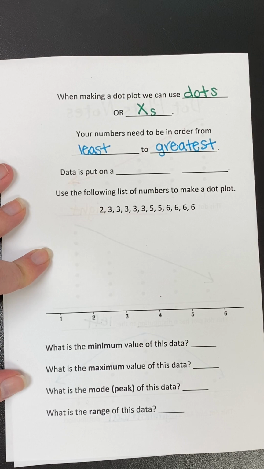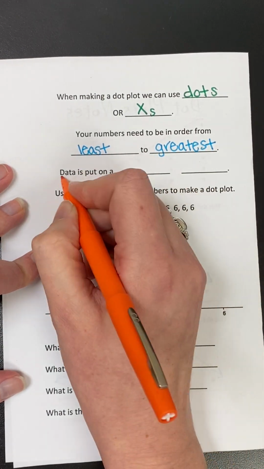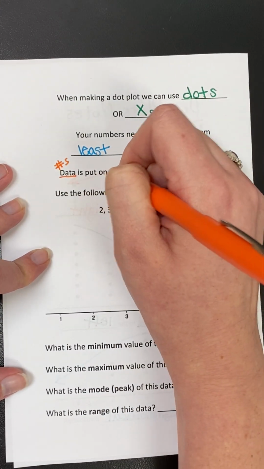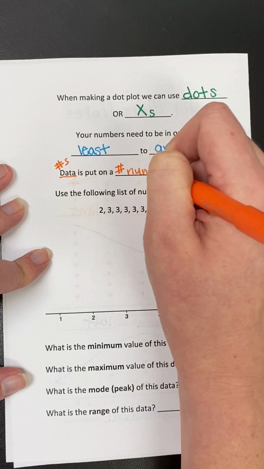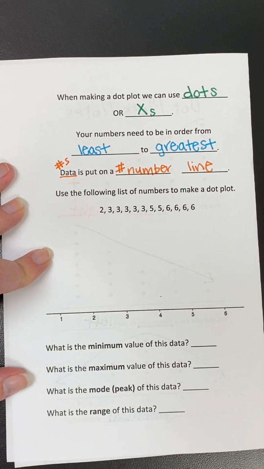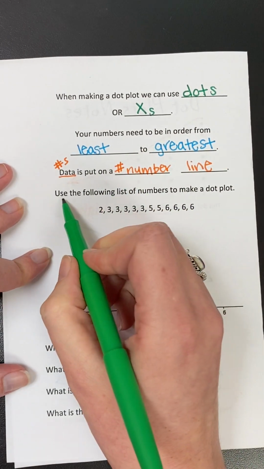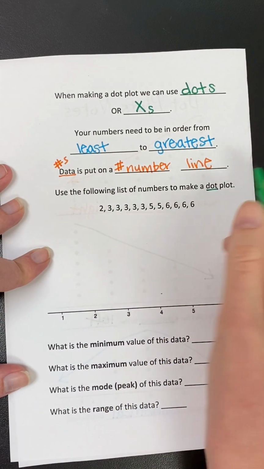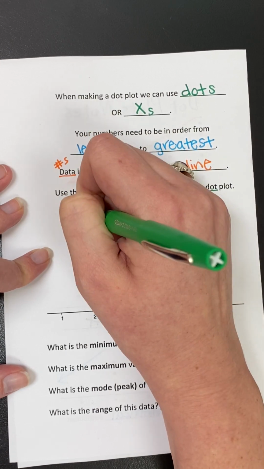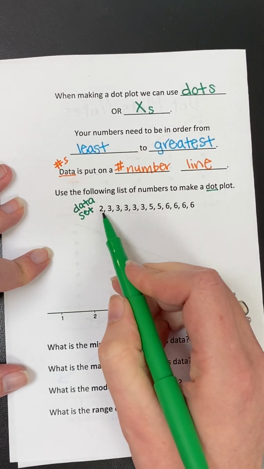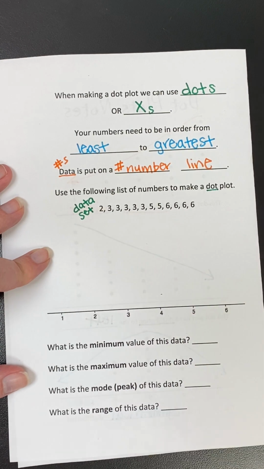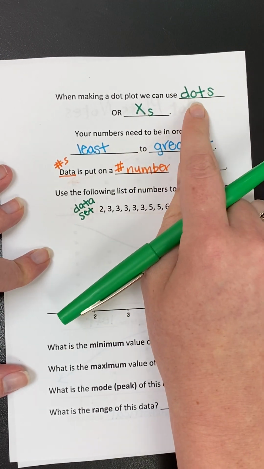And with a dot plot, the last thing we need to pay attention to is our data, our numbers, get put on a number line. We have to put those numbers on a number line. So with all that information, we are going to make our dot plot. It says use the following list of numbers to make a dot plot. So these are our numbers. This is what we call our data set. Our data set is just our numbers. Okay, I have 2, all these 3s, 5s, and 6s. So I need to take these numbers and put them on this dot plot. Again, we can use dots or X's. I'm going to use dots.